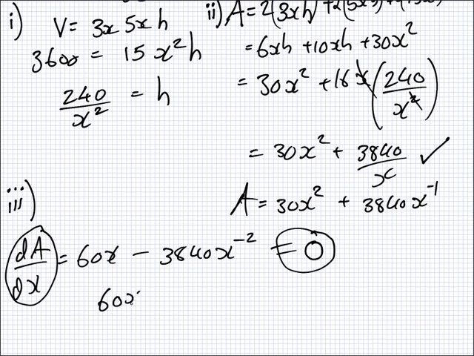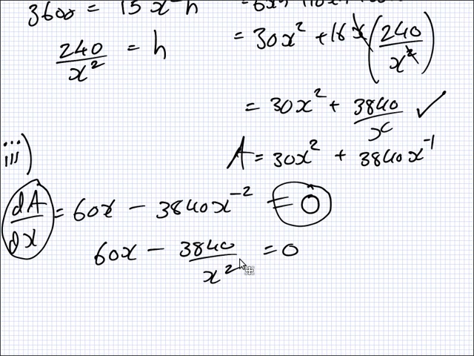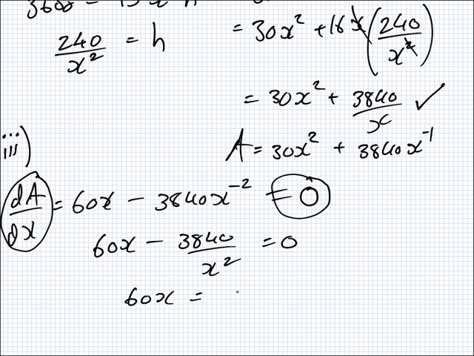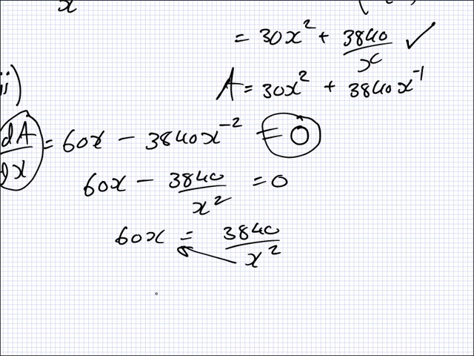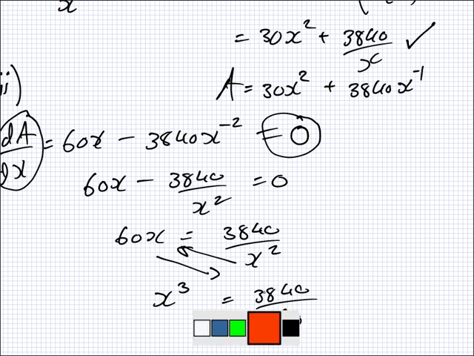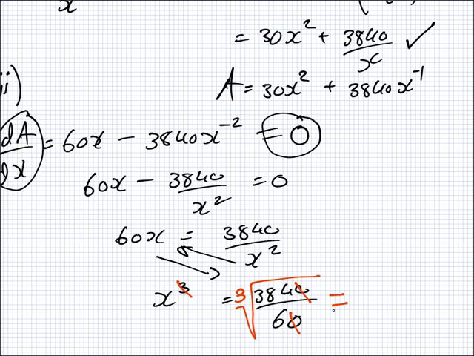I'll just change this into 60x minus 3840 over x squared equals 0. I'm going to bring that to the right over x squared. I'm going to cross multiply, so bring my x up to make that x cubed and bring my 60 down, like that. So the last thing I need to do is just get the cube root of that number. It gives me the x. I can cancel the zeros actually.